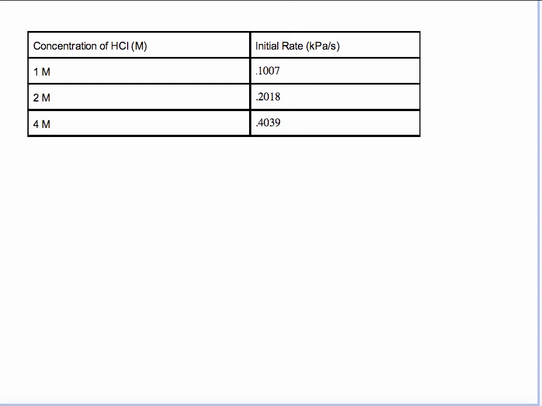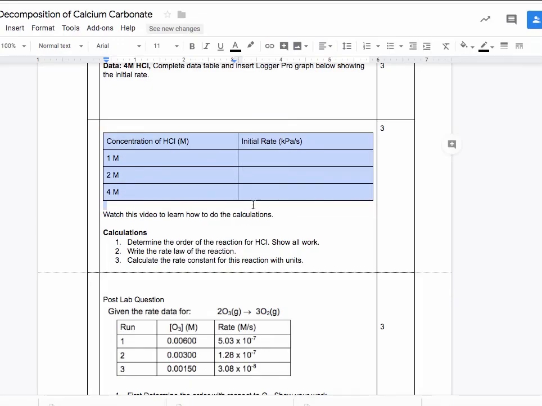Okay, let's look at how on your lab you're going to do a couple questions related to the calculations that you have to do. And so on your lab, there's going to be a part where it says calculations: determine the order of the reaction, write the rate law, and calculate the rate constant.